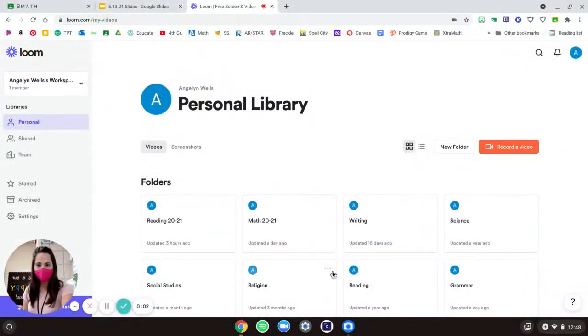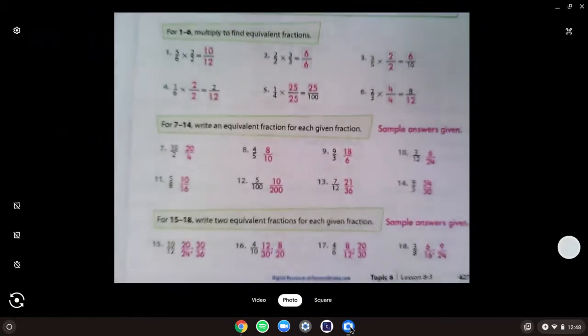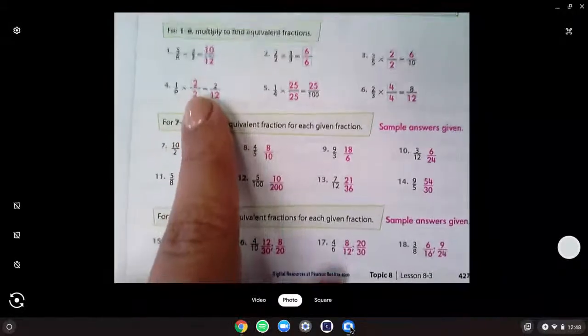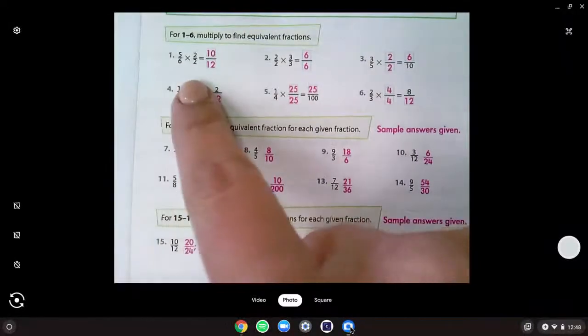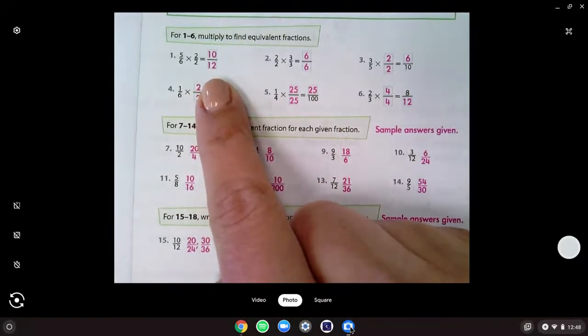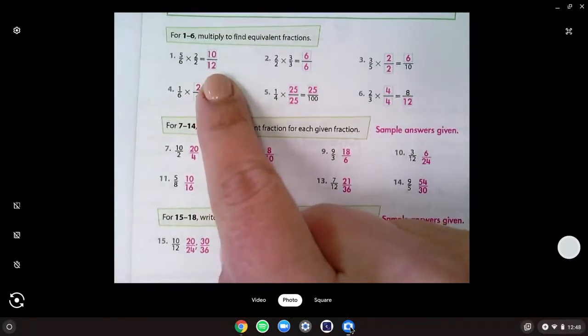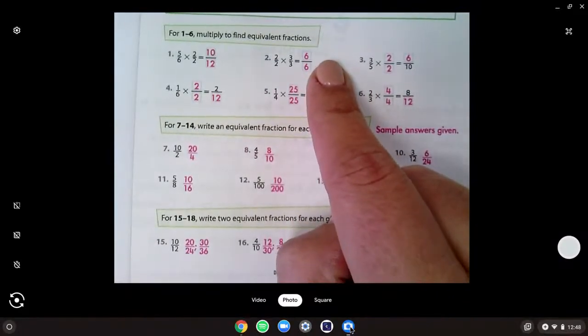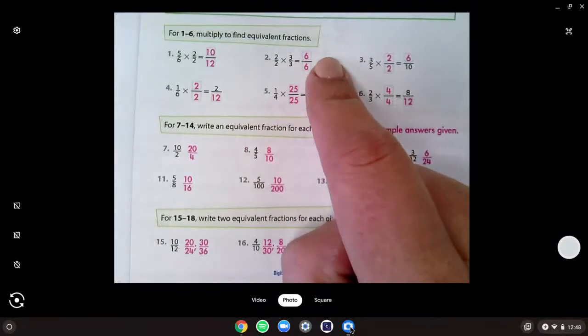All right. Hello. So, fourth grade friends, let's look over our work, okay? We had 1 through 4, right? Number 1, you should have found the equivalent fraction 10/12. Number 2, you should have found the equivalent fraction for 2 halves would be 6/6.